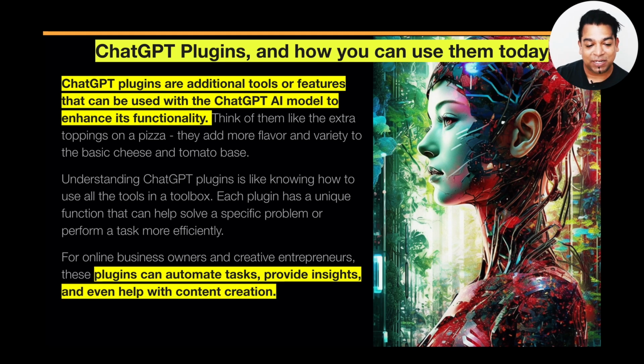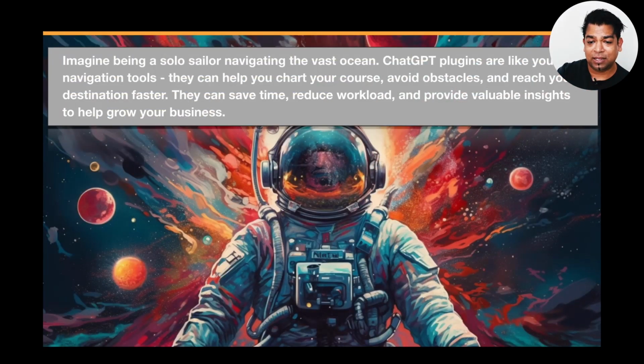So understanding ChatGPT plugins is like knowing how to use all the tools in a toolbox. Each plugin has a unique function, and that can help you solve a specific problem or perform a specific task more efficiently. So for us online business owners and creative entrepreneurs, these plugins can automate a lot of tasks. They can provide insight and can even help with some pretty amazing content creation. And I think understanding why that is so important is really one of the things that is going to accelerate our use of AI.